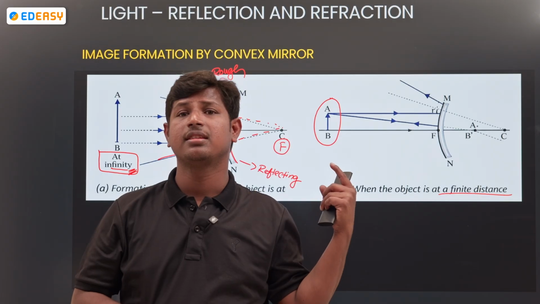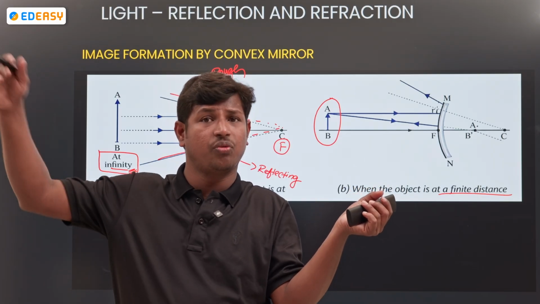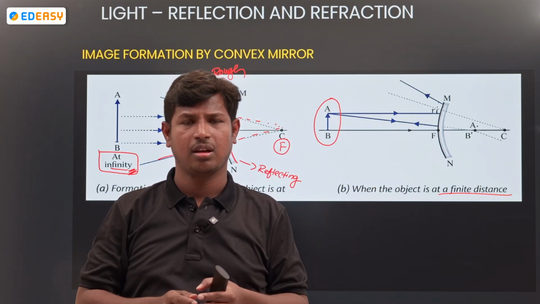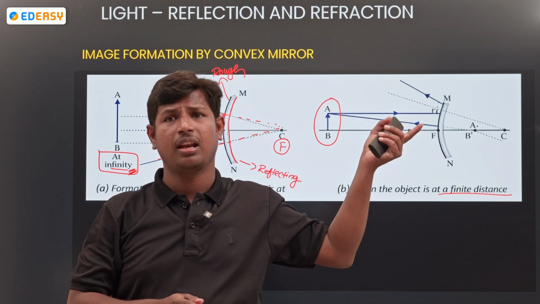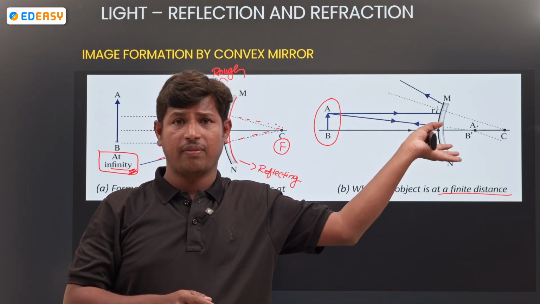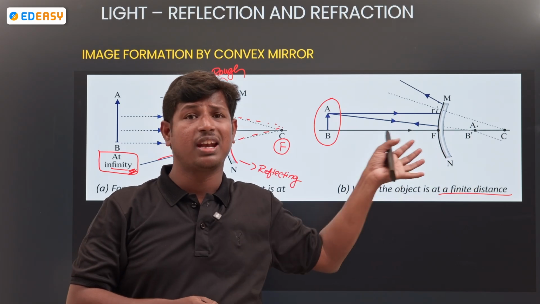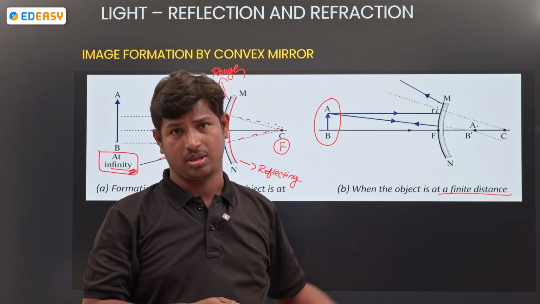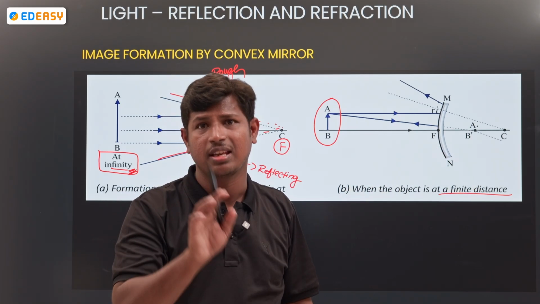And the second thing is at a finite distance, not at infinity. In a concave mirror we take it beyond C, at C, or like that, wherever you take it, it's a finite distance. So where will the image be captured? Only two cases are there in the convex mirror.